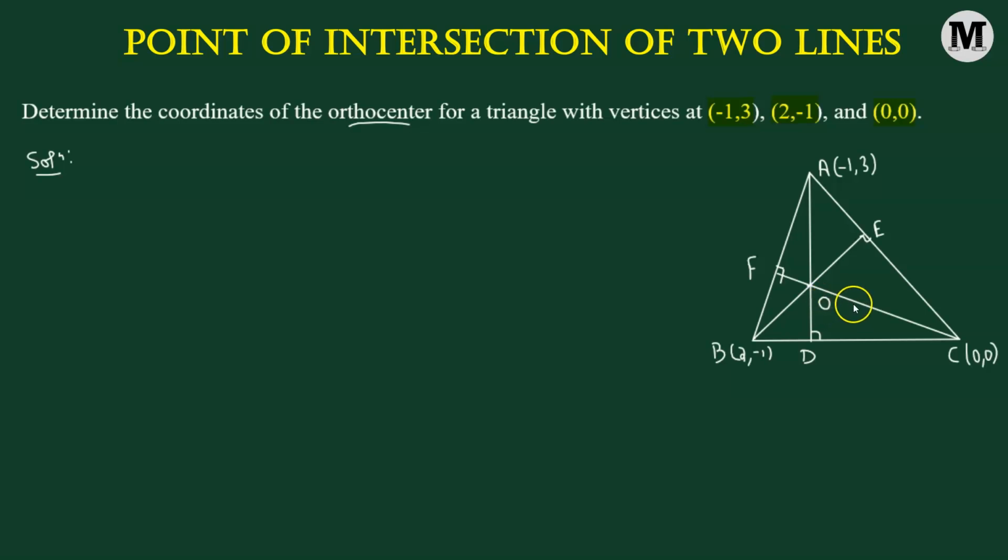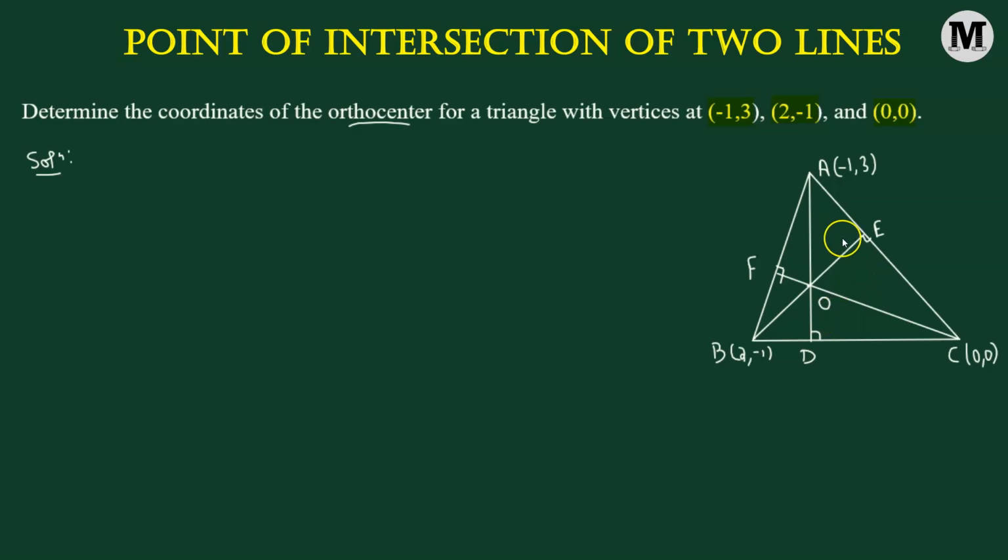Now how shall we do that? In order to find out the coordinates of point O, we will need two equations. So what we can do, we can find out the equation of the altitude AD and BE, and once we have the equation of those two altitudes, we can solve those two equations to obtain the point of intersection, which is going to be O. Or we can take AD and CF. So we need any two altitudes at a time. Taking any two altitudes at a time, solve those two equations. That's going to give us the coordinates of the orthocenter O.